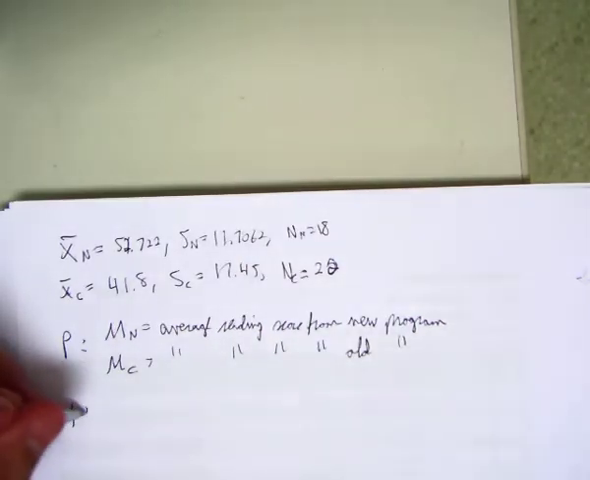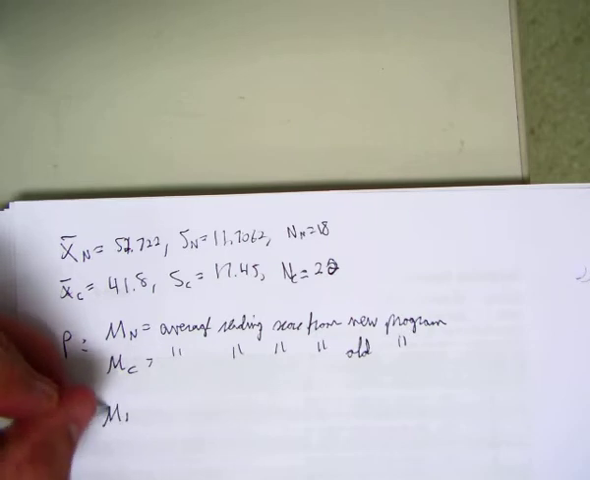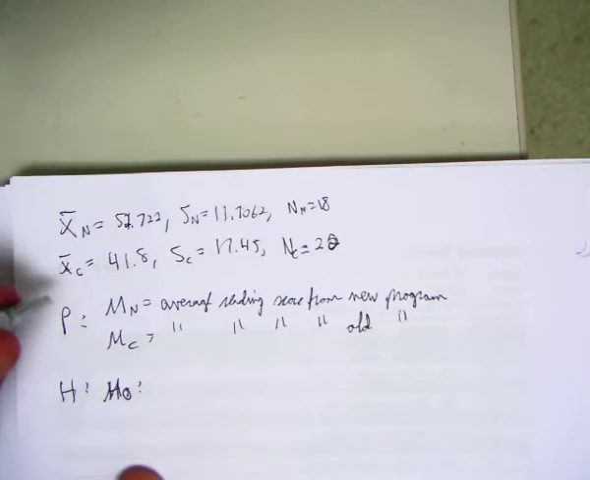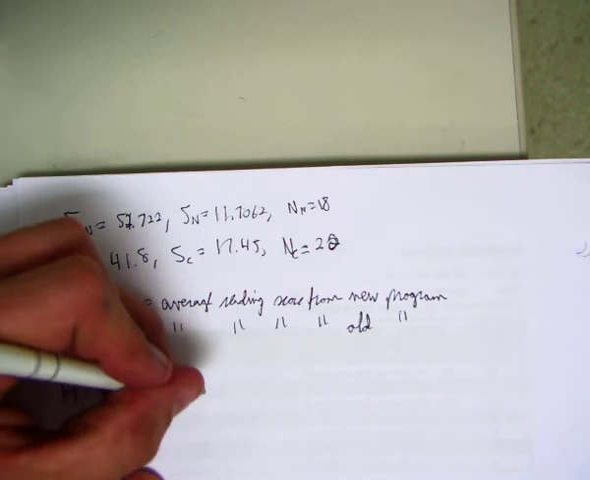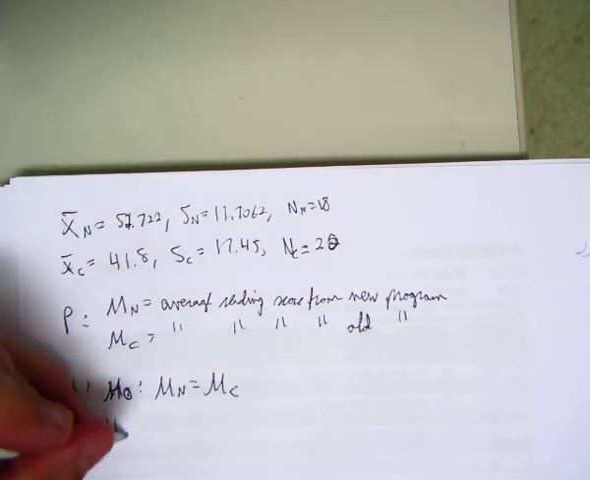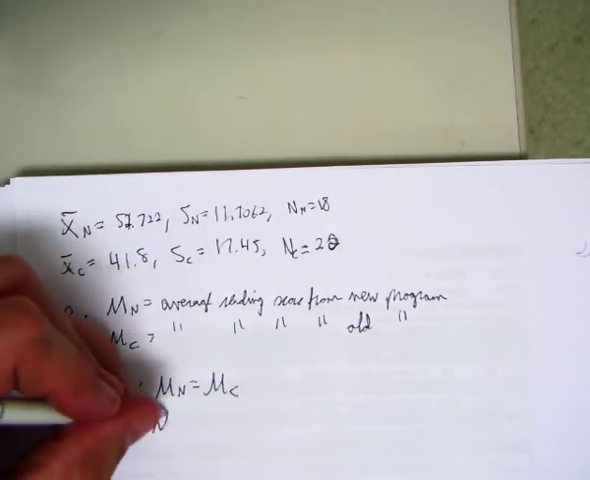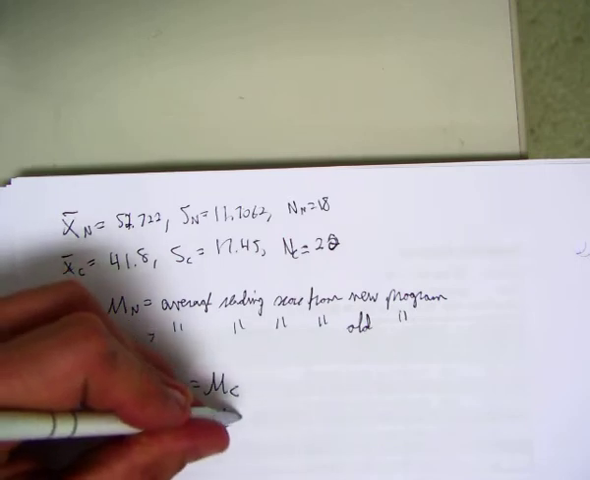Okay? My hypothesis, H of O. Okay? Mu of N equals mu of C. And what do I want to see happen? Well, I want to see the new one be higher, so I'm going to do mu of N is greater than mu of C.